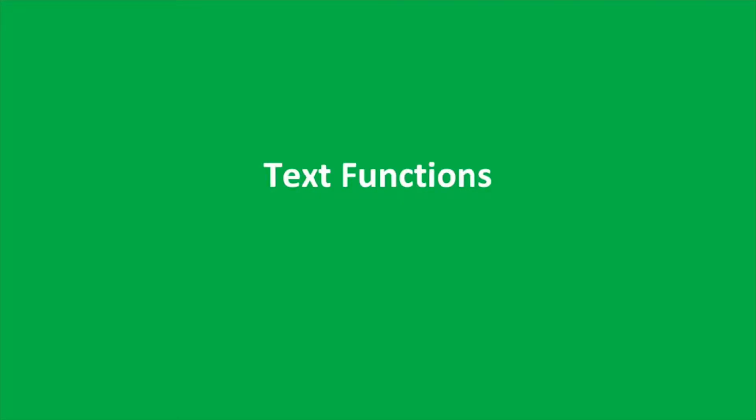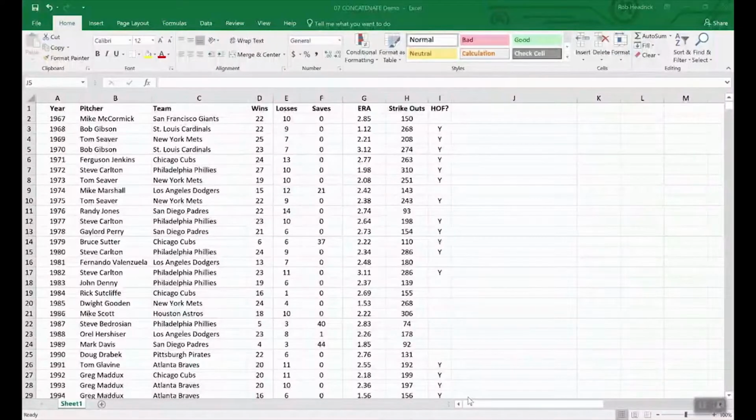Text functions contain some very powerful tools to adjust and rearrange and even combine cell data. Most often, these functions are used with worksheets that contain information and function as a database. I'm talking about collections such as mailing lists, product catalogs, or even Cy Young Award winners. Let's revisit our list of great pictures for this next demo. So the first text function I'd like to show you is concatenate.